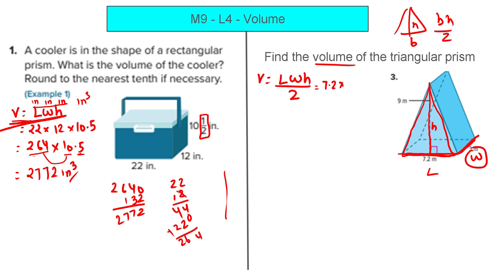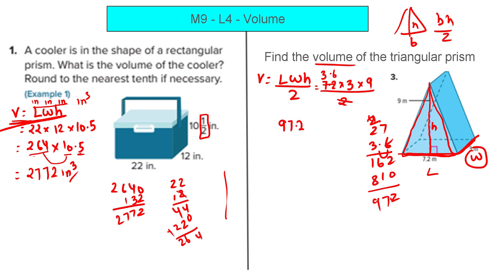Length 7.2, width is 3, the height is 9, divided by 2. 7.2 divided by 2, that is, doing half. So what is the half of 72? 36. Point here. 9 times 3, 27. 27 times 3.6: 7 times 6, 42, 6 times 2, 12, and 4, 16. 6 done, put the 0, 3 times 7, 21, 3 times 2, 6, and 2, 8, 2, 7, 9. After decimal, one number. So after one number, I put the decimal. So this will become 97.2 meter cube.